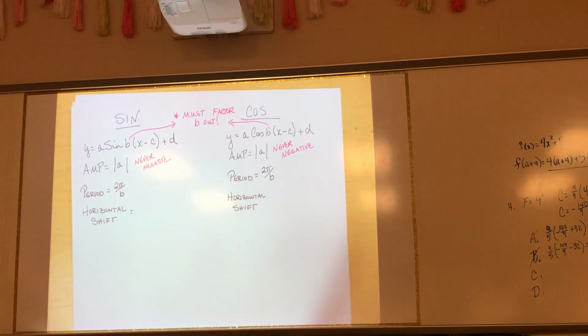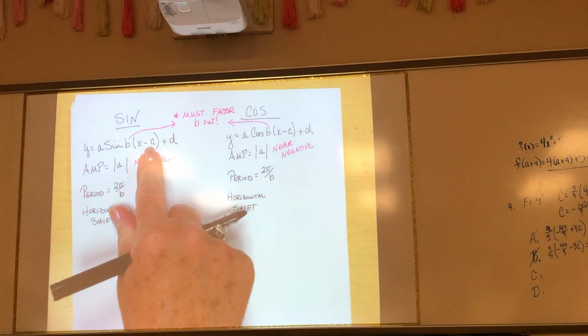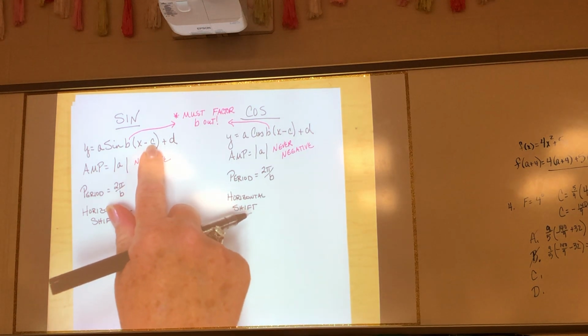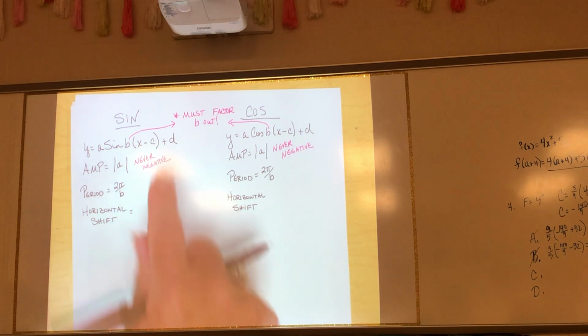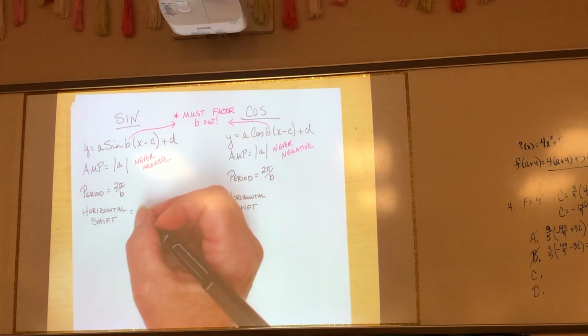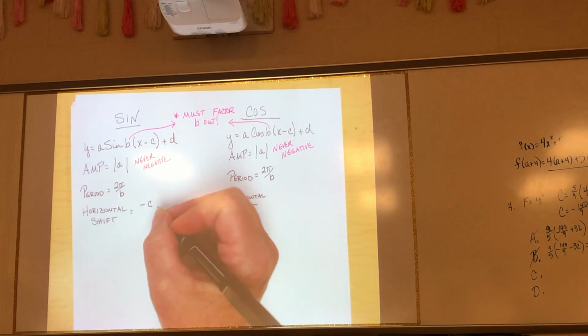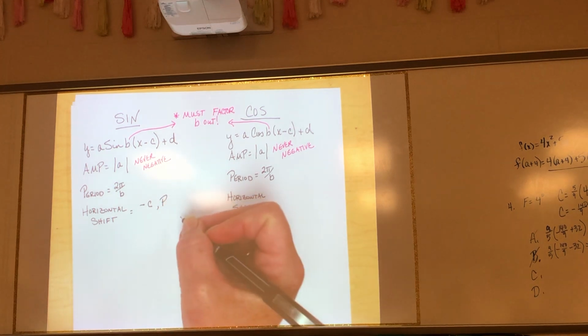Okay? Now, this is the guy that's doing our horizontal shift, this C up here. He is with an X, so he is an X. He is going to move this graph left or right, opposite of what we think. Remember, X's are always weird. They're always backwards. Okay? So, that means, saying that, a minus C is going to move it where?